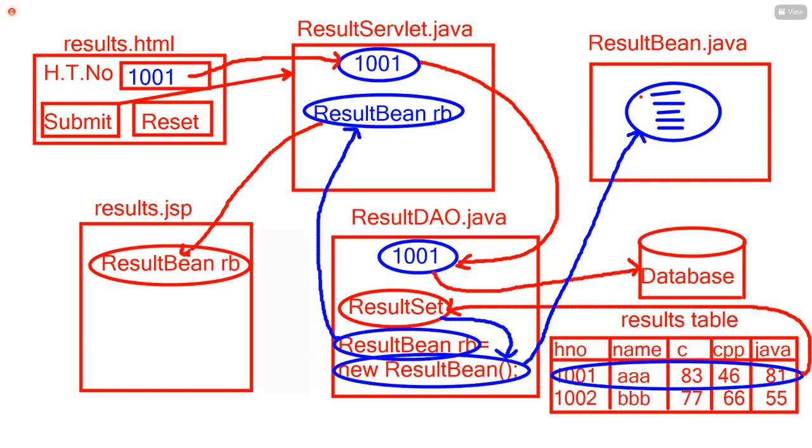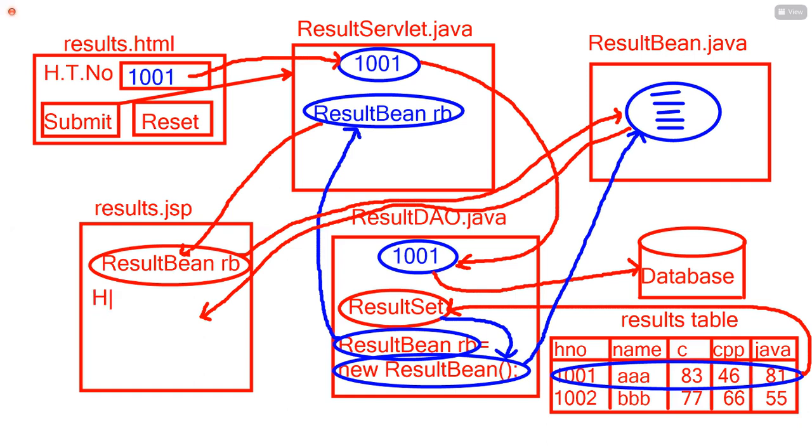But where is the data? Here. So again, what will we do? I'll pass this here, then it will bring the data. Then the hall ticket number, name of the candidate, C language marks, C++ marks, Java marks will be displayed. Here: hall ticket number 1001, triple A, 83, 46, 81.